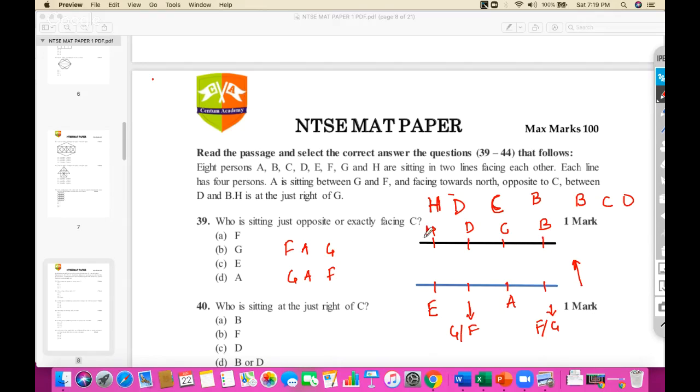So who is sitting just opposite to? So first answer is D. It is given in the question. Second answer is 40. Question number 40 is who is sitting just right of C. So right of C is D. So answer is C. Question number 41, in which pair of the following second person is sitting at left of the first person? So where is it?